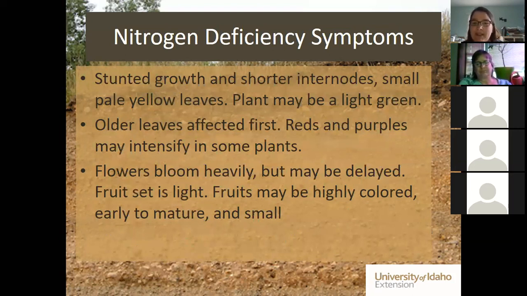Flowers will bloom heavily, but they may be delayed. You'll see fertilizers that are growth fertilizers and then bloom fertilizers. The bloom ones are usually heavy in phosphorus and low in nitrogen. Fruits can be light without nitrogen, and they can be highly colored, early to mature, and small. I don't think I've ever had something come into plant clinic where I said, ooh, that's nitrogen deficiency. It's one of those where the plant has a failure to thrive all over, and it can be difficult to find out without taking leaf samples and having those tested.